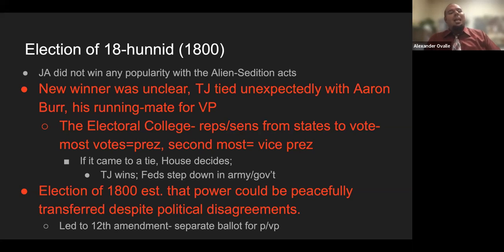So in setting up this new government and elections, the Electoral College was created. Representatives and senators from states were to vote, and they're the only ones whose votes matter. Back in the day, the most votes became president. The second most votes was the vice president.